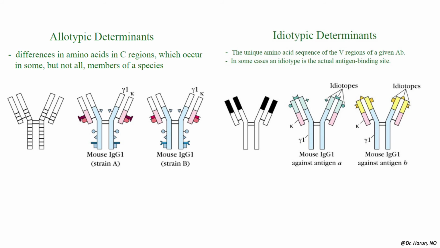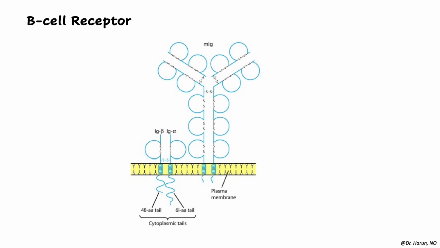the unique amino acid sequence of the V regions of a given antibody, whilst in some cases an idiotype is the actual antigen binding site. So as you can see that this is the B cell receptor, which is this is in terms of molecular structure. So just for your kind of information, don't worry much about it.